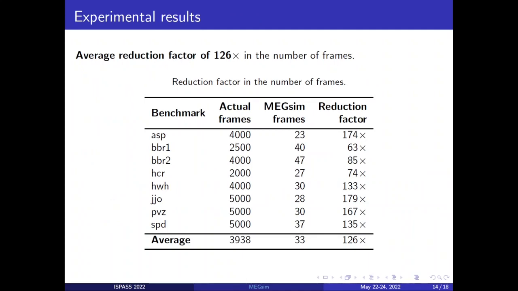Now let's talk about the results that we have obtained. First, as mentioned before, we get an average reduction of 126 times in the number of frames to simulate, and this translates into an impressive reduction of more than 2 orders of magnitude in the simulation time. As we can see, the evaluated graphics workload can be properly characterized just by simulating an average of 33 frames out of almost 4,000 frames.